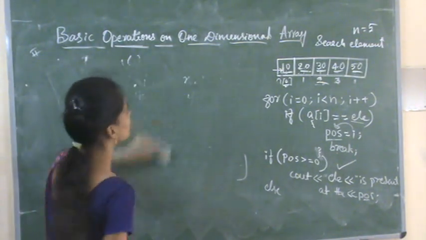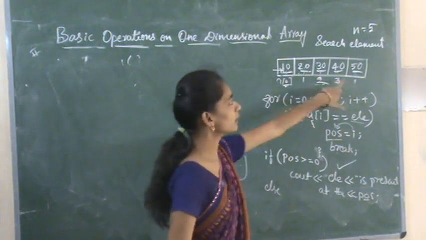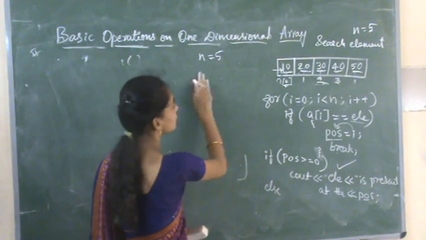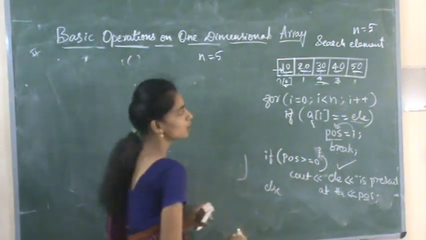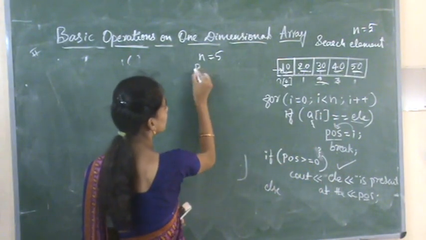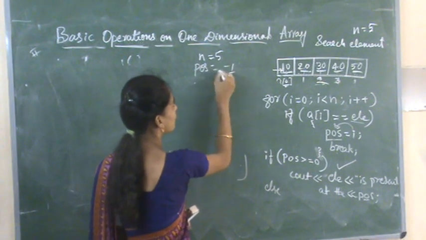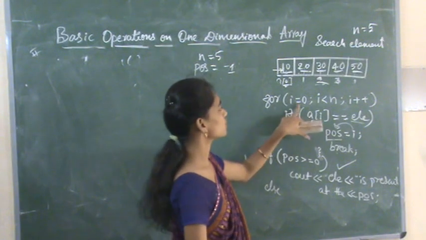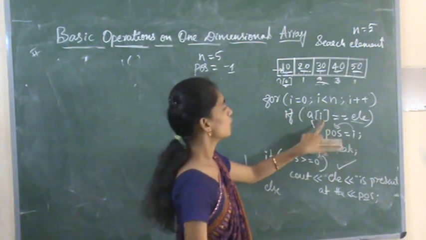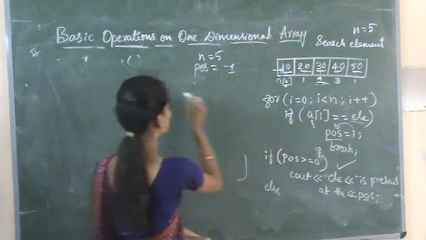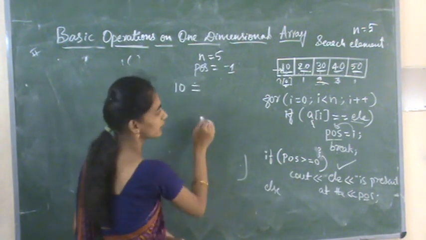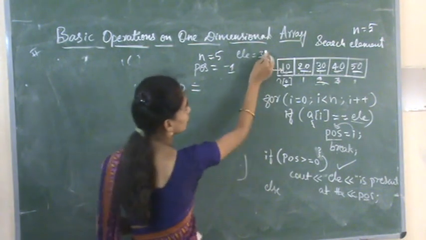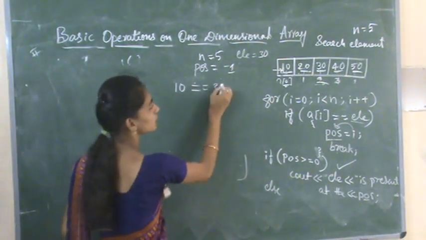Suppose consider this array. We are inserting 5 elements, so n becomes 5. Initially I am assigning POS is equal to -1, right? Next we take the for loop, initially I is equal to 0. Now compare A of 0. What is A of 0? It is 10. Then consider ELE as 30. So is 10 equal to 30?